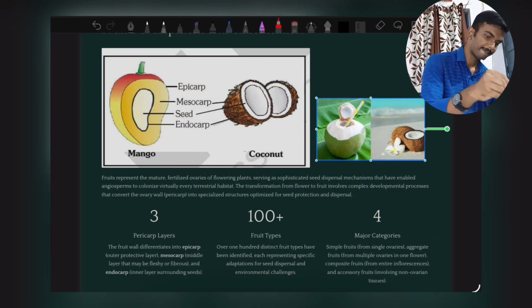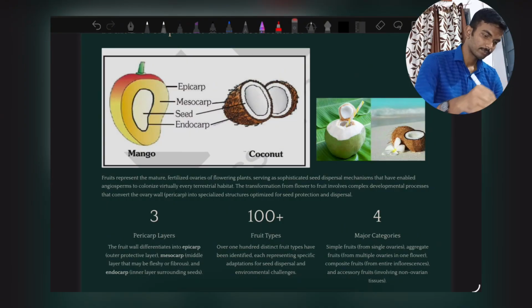This part, this is apical. This part is apical.